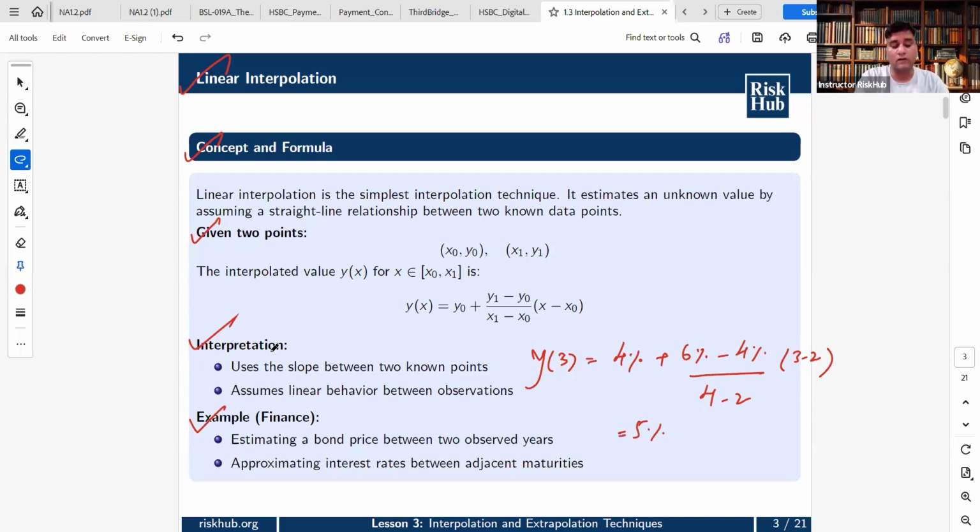So the quant finance connection is that linear interpolation is used when we need quick estimates, especially in the yield curve, to estimate the 3 year rate from the 2 year and 4 year rates; in the volatility curve, to estimate implied volatility between two strikes; in bond valuation, for discounting cash flows falling between quoted maturities; and in risk, to estimate a missing market risk factor value. But the weakness is clear. Financial curves are often not perfectly straight, and that is what we need to understand.